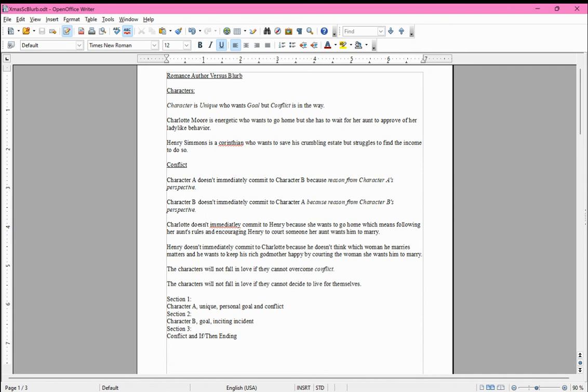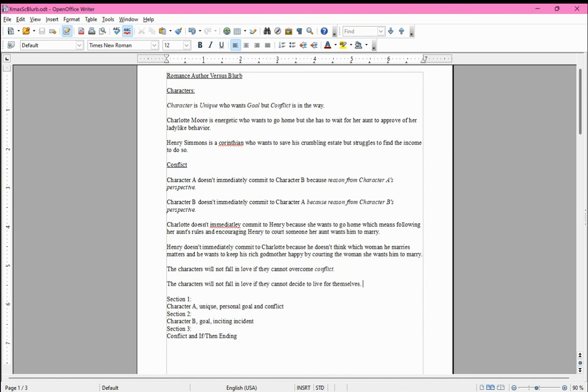So for that, I have Charlotte doesn't immediately commit to Henry because she wants to go home, which means following her aunt's rules and encouraging Henry to court someone her aunt wants him to marry. So that's character A, her reasoning from her perspective for why they aren't together. And then for the actual conflict, I have the characters will not fall in love if they cannot overcome the big conflict. And for them, their big conflict is if they cannot decide to live for themselves, kind of accept who they are.